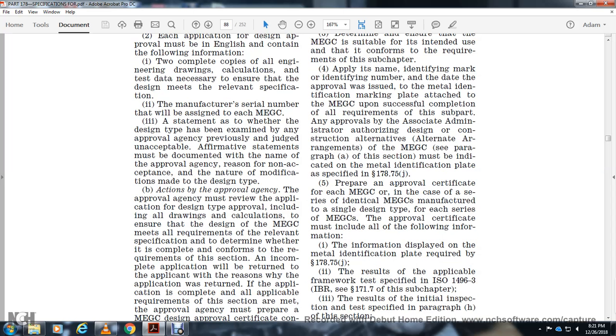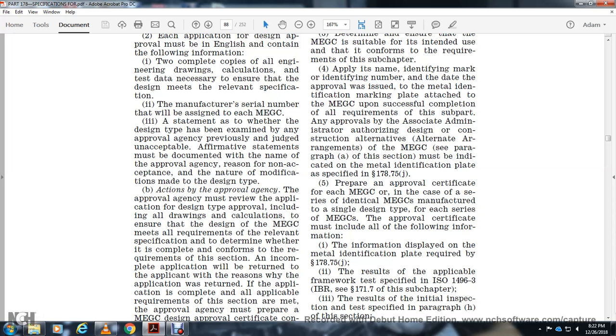Actions by the approval agency. The approval agency must review the application for design type approval, including all the drawings and calculations, to ensure the design of the MEGC meets all the relevant requirements in the specification, and determine whether it is complete and conforms to all the requirements of this section. An incomplete application will be returned to the applicant with a response giving the reason why the application was returned.